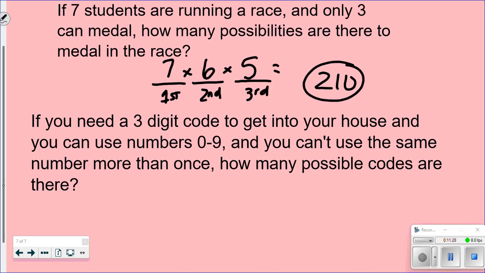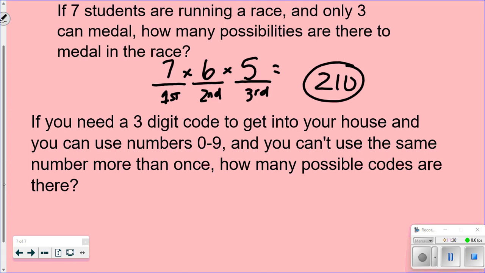Here's another problem. If you need a 3-digit code to get into your house and you can only use numbers 1 through 9, you can't use the same number more than once, how many possible codes are there? So first of all, between 0 and 9, this is 10 numbers. 10 numbers are between 0 and 9. So I'm going to first say I have 3 digits, okay? And my first digit, it says I can't use the same number more than once. So that means I can't use like all 4s or all 2s. I can only use them one time.